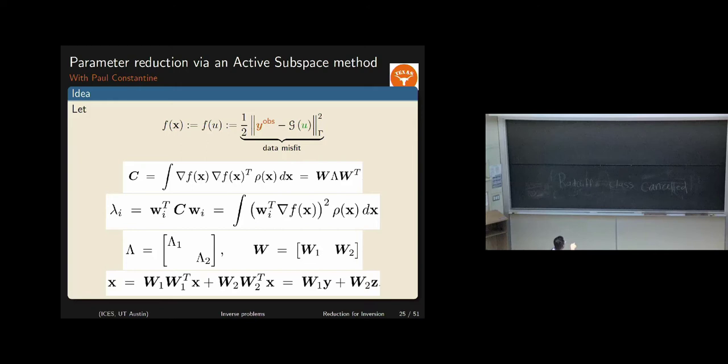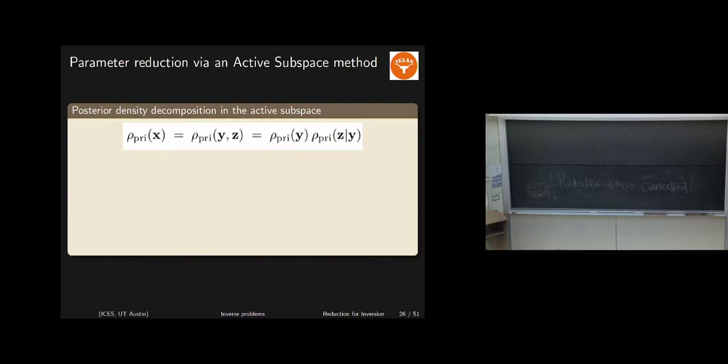But let's do X now. So you can decompose your solution into two parts, which is an active part, right? The active part corresponds to the eigenspace corresponding to the high eigenvalues, and then the inactive part with the small eigenvalues. And what is the use for this one? We can decompose the parameter space into two, the active and inactive, okay?